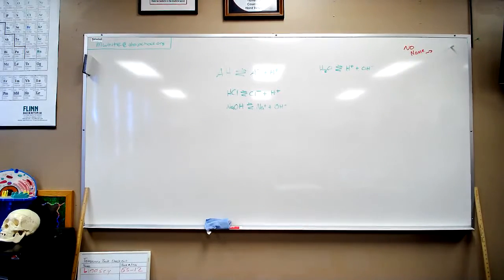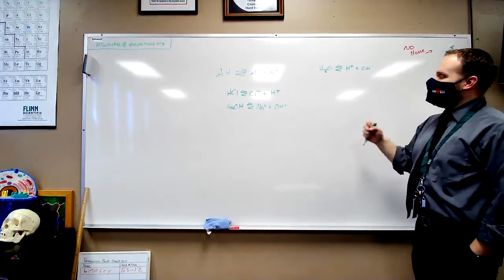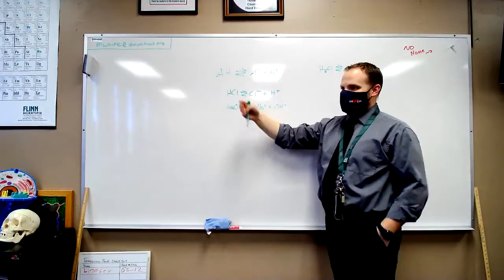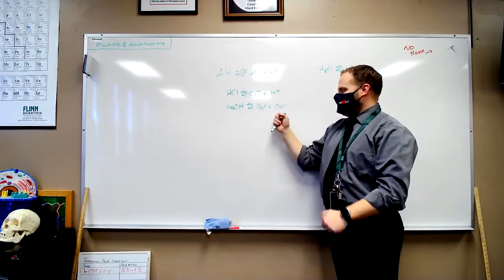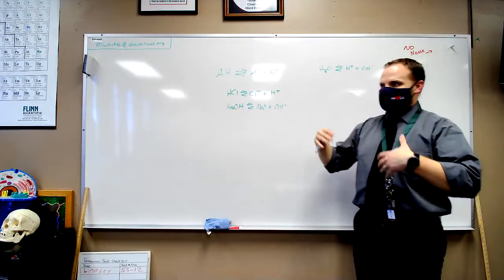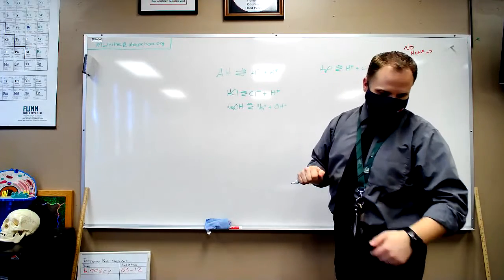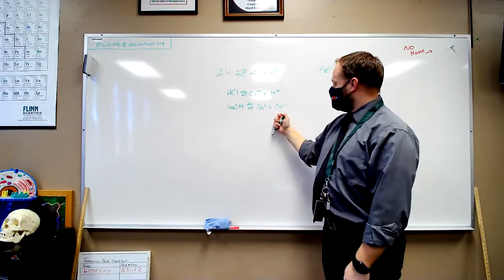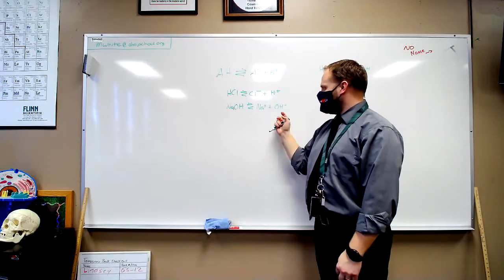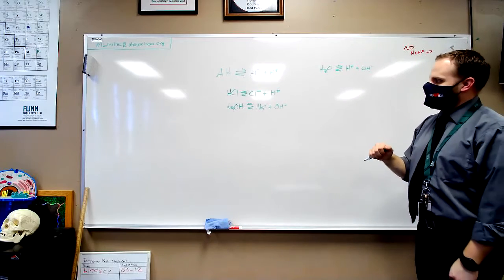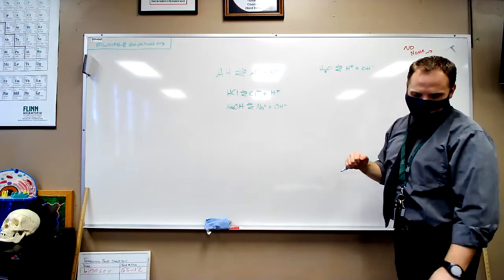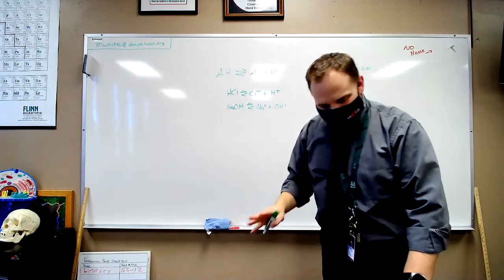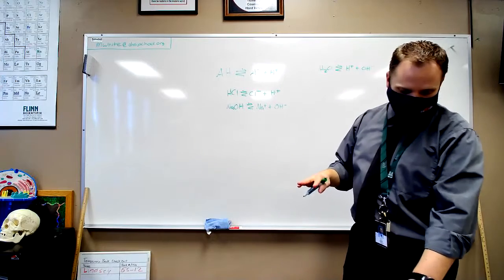It makes sense. If we need more of these hydrogen ions in order to be an acid, well, we need something that's going to give hydrogen ions. We need more of these hydroxide ions, we need something that's going to give the hydroxide ions. Anyway, that's the Arrhenius model. Like I said, it works really, really well, but it's not perfect.